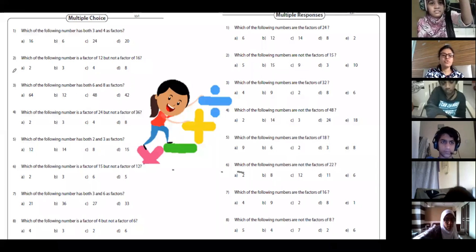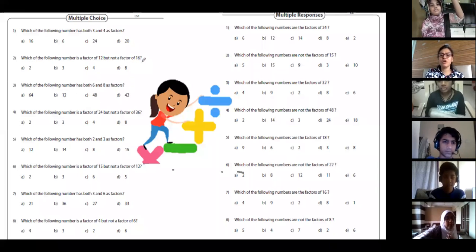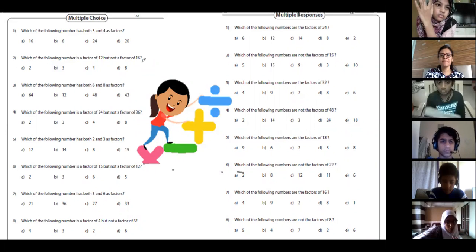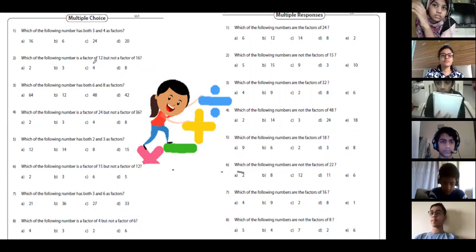Did you understand the question which I asked? Which of the following numbers is a factor of 12 but not a factor of 16? Ahmad, what is the answer? 3. Yes, 3.